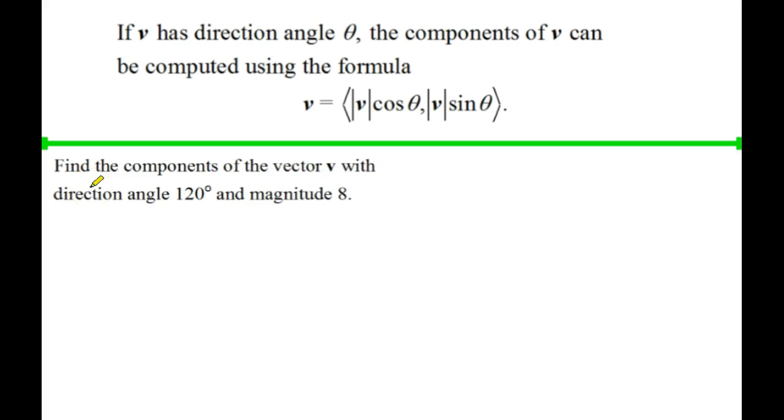For an example, we want to find the components of vector v with direction angle 120 degrees and magnitude 8.